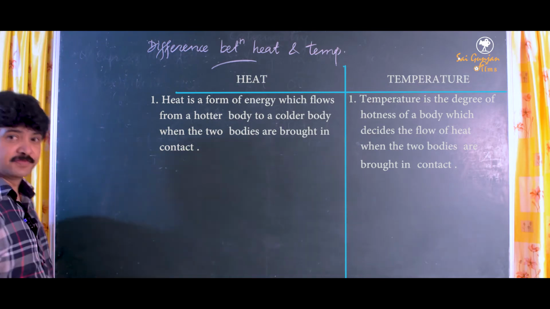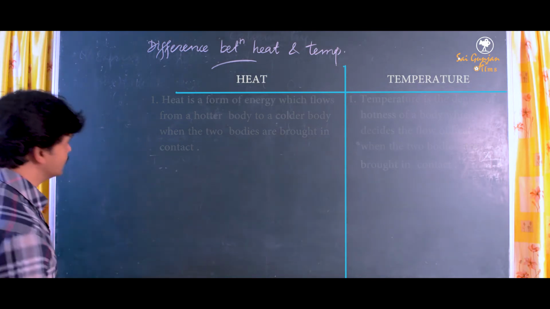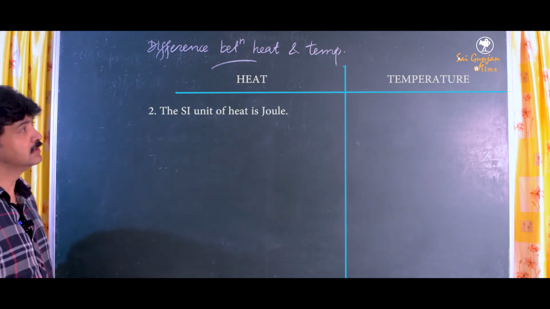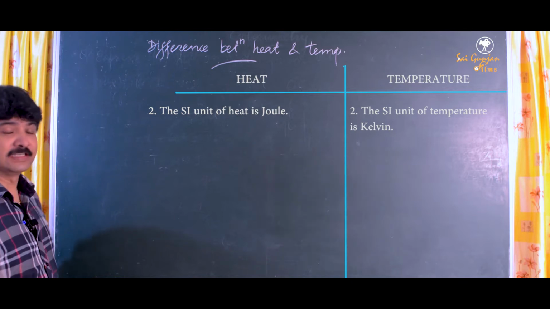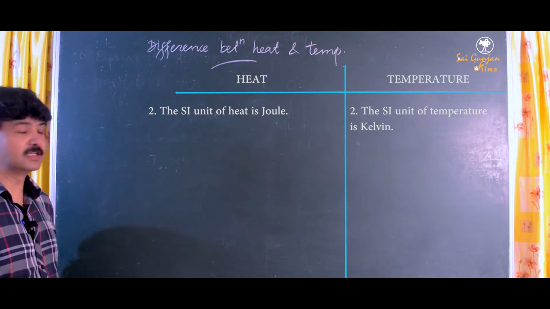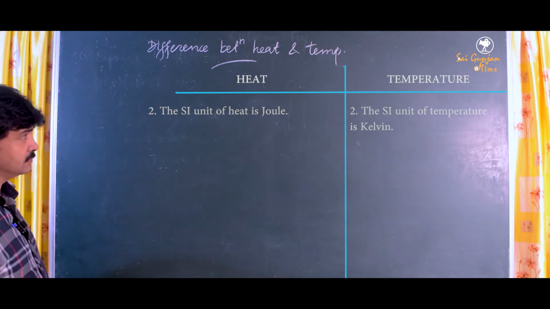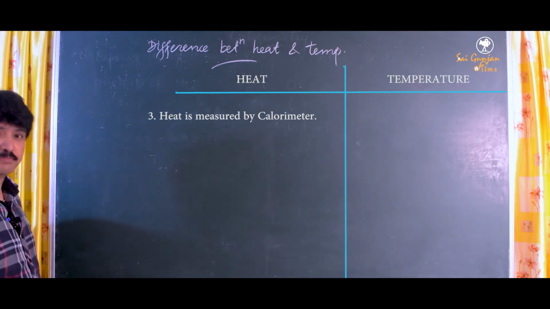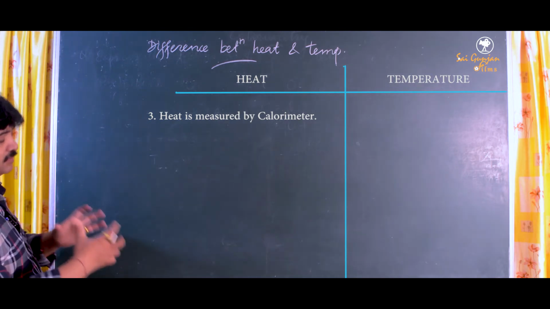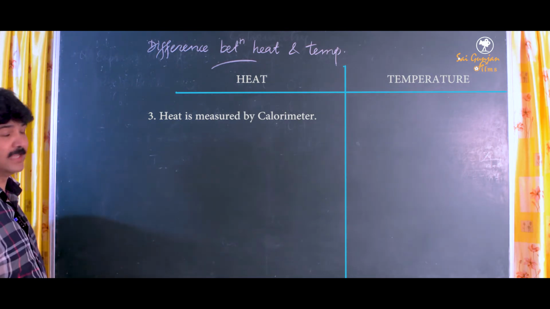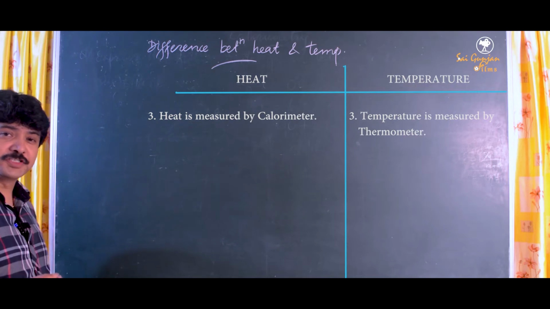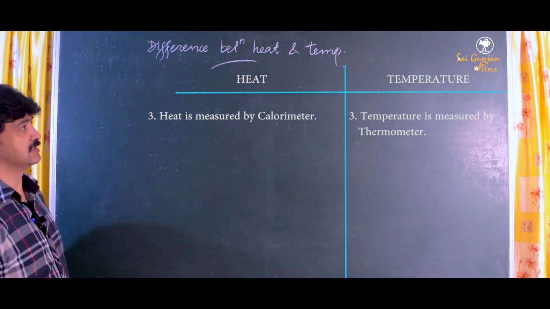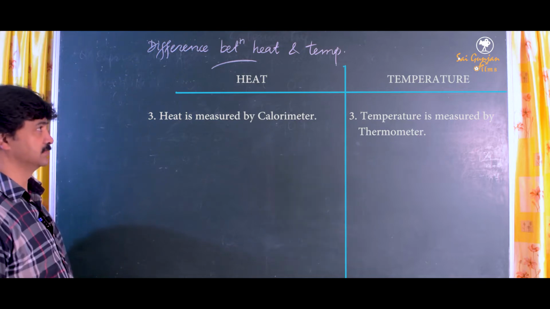That was the difference in their meaning. Next, the SI unit of heat is joule and the SI unit of temperature is Kelvin. Next, heat is measured by a calorimeter, a vessel with which we measure heat. And you all know which instrument measures temperature: the thermometer.